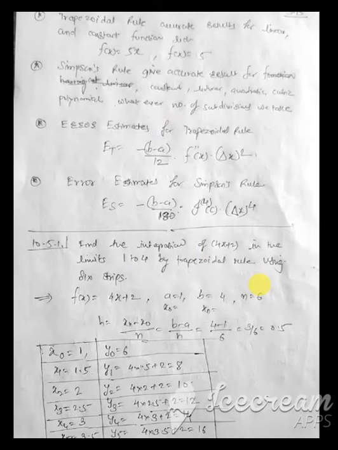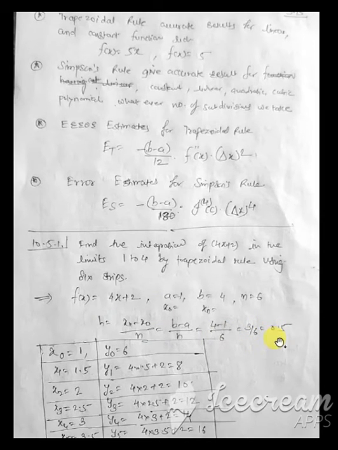Find the integration of 4x plus 2 in the limits 1 to 4 by the trapezoidal rule using 6 strips. First of all you have to write the given data. 4x plus 2 is f of x, 1 is the lower limit of the integration, 4 is the upper limit, and here 6 strips are given, means n equal to 6. Hence you have to find the width of the strip. Step width h is, that formula we know, xn minus x0 by n or b minus a by n, that is equal to 0.5.